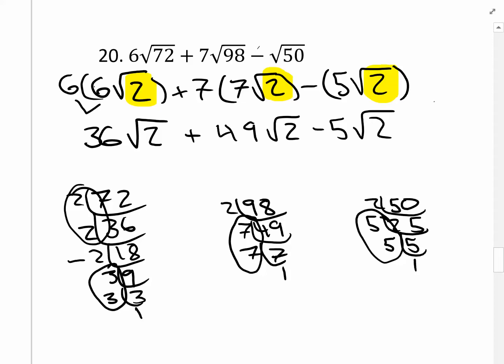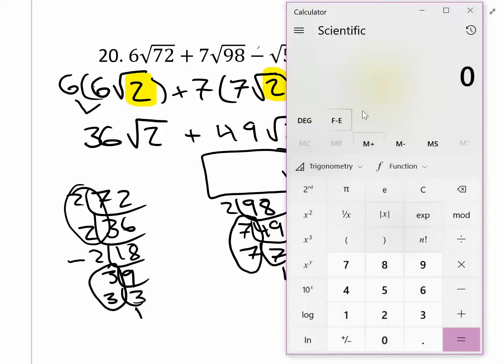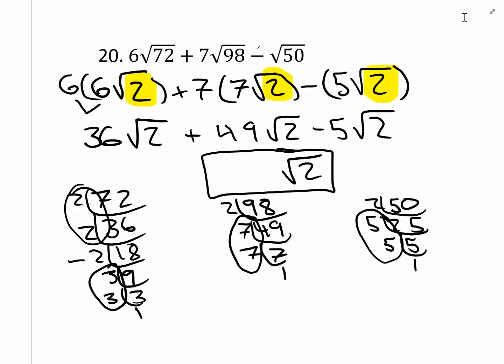They are like terms because they all have root 2, so I know that my answer is going to be something square root 2. So 36 plus 49 minus 5. 36 plus 49 minus 5. 80. So 80 root 2 is our final answer. 80 root 2. Done.